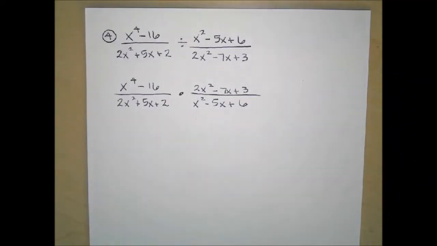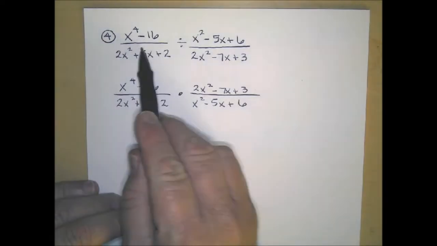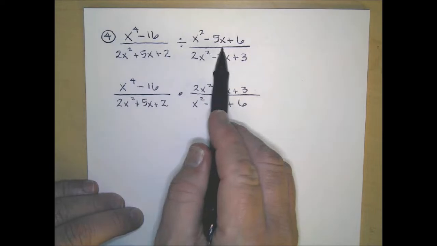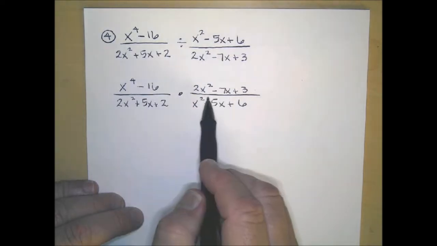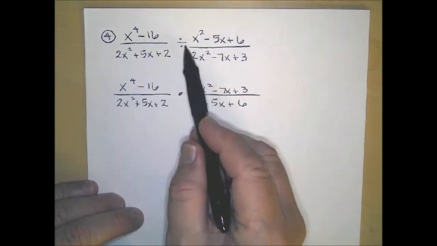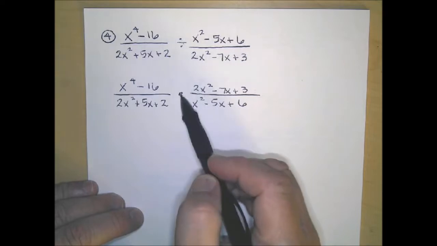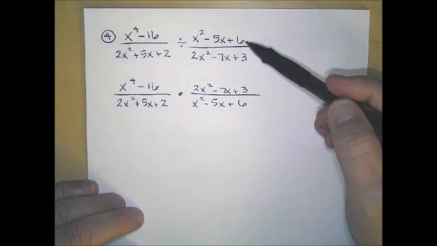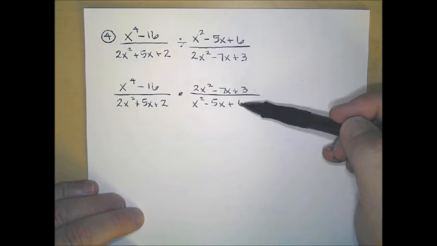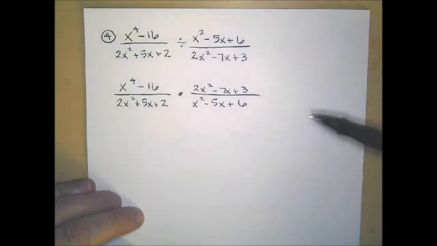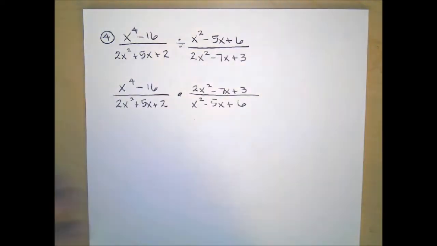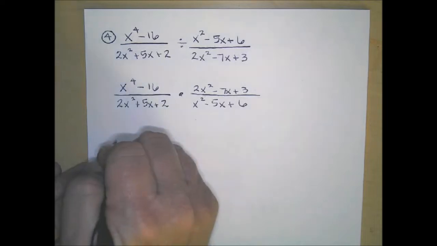Okay, for problem 4, we're dividing 2 fractions. So here's the original problem as written right here. I've already gone and written down what the first step would be. The first step would be to change division to multiplication and flip the second fraction. So I've already done that. Now it's just a matter of I need to factor and then I need to cancel.